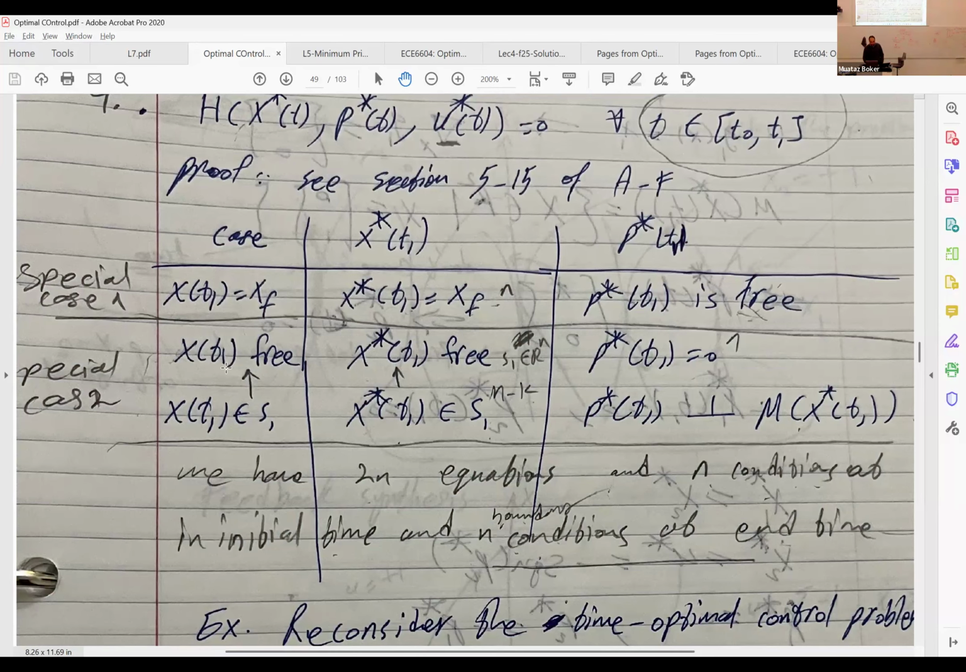First one is that x of T1 is free, right? Which means that S1 is the whole R plane. In that case, P of T1 is equal to 0. But if x of T1 belongs to some set, then that's what we need to steer x of T1 to. And in that case, this needs to be satisfied: P of T1 needs to be perpendicular or orthogonal to the tangent space at x star.